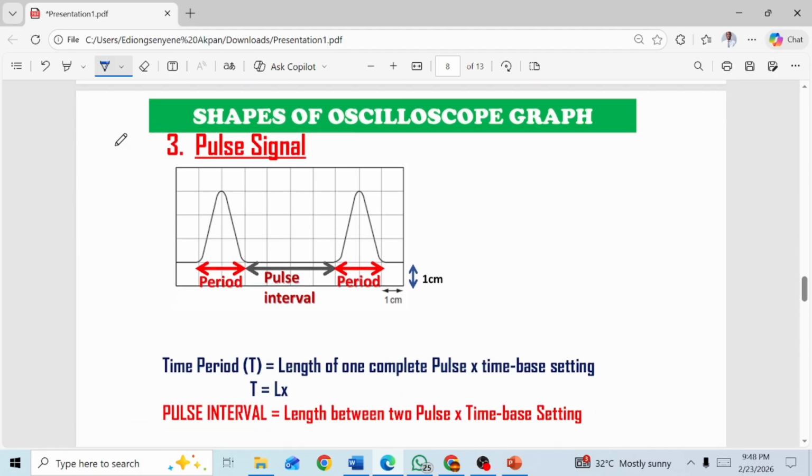Let's look at another shape. This shape is pulse signals, like heartbeats. In this shape, this is the beat. This is the pulse interval before the next beat. You are to pick this as your period. Take note, sometimes students don't know how to identify it. That is why I'm making this video for you. The time period for one complete pulse times the time-base setting will give you the answer. In this case, you can see there are about 2 boxes to form the period.